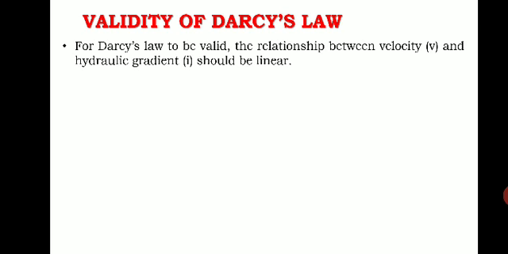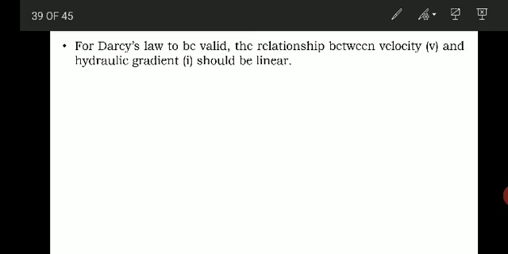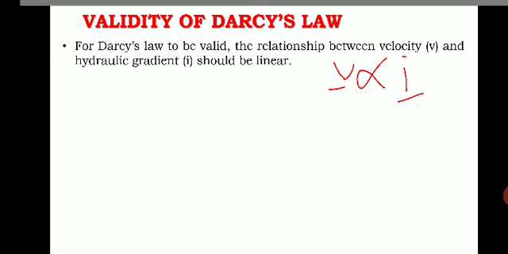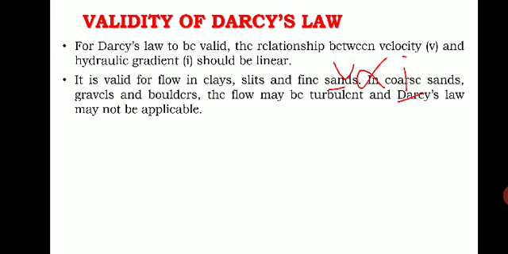Now for Darcy's law to be valid, the relationship between the velocity, that is V, and the hydraulic gradient, that is I, should be linear. We have discussed Darcy's law, which states that V is directly proportional to I, the hydraulic gradient. So the relationship between the velocity and the hydraulic gradient should be linear. That is one more condition for the validity of Darcy's law.